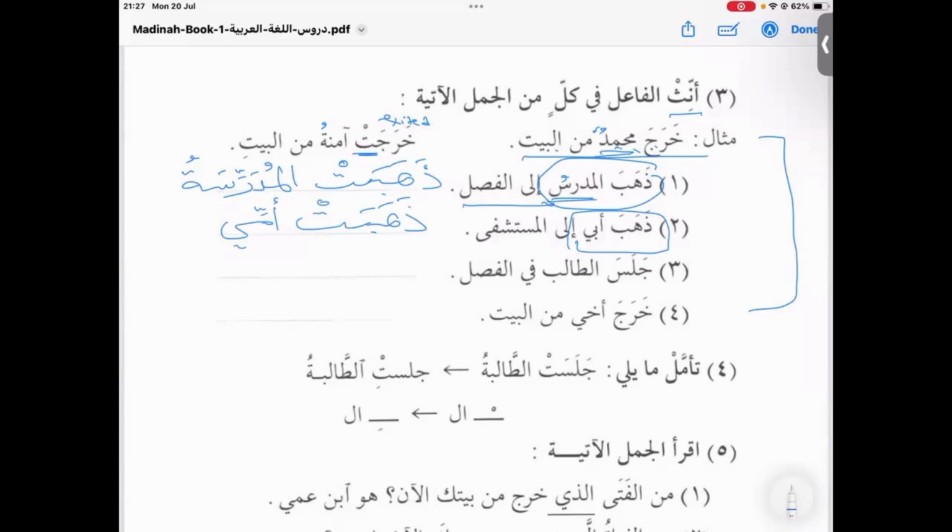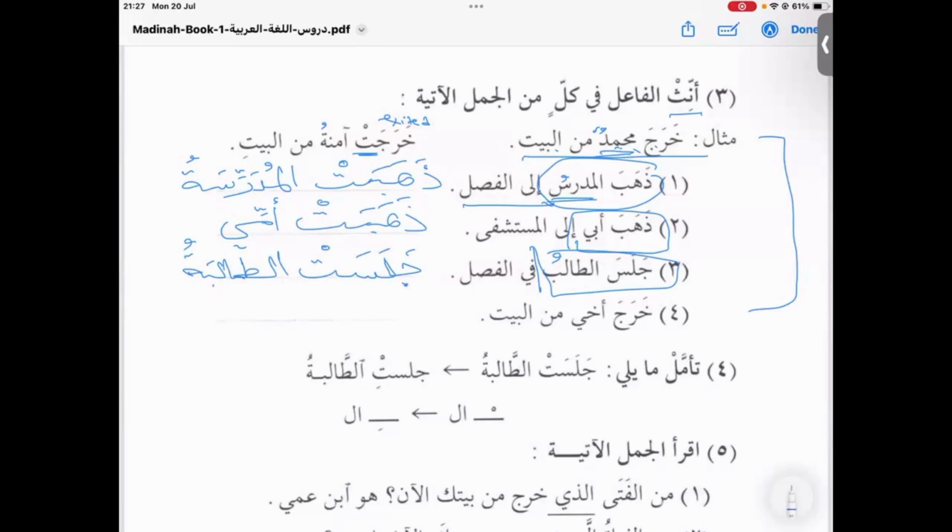Who wants to do this one? جلس الطالب في الفصل. The student sat in the classroom. جلس becomes what? جلست الطالبة. جميل. So جلست الطالبة في الفصل. The female student sat in the class.